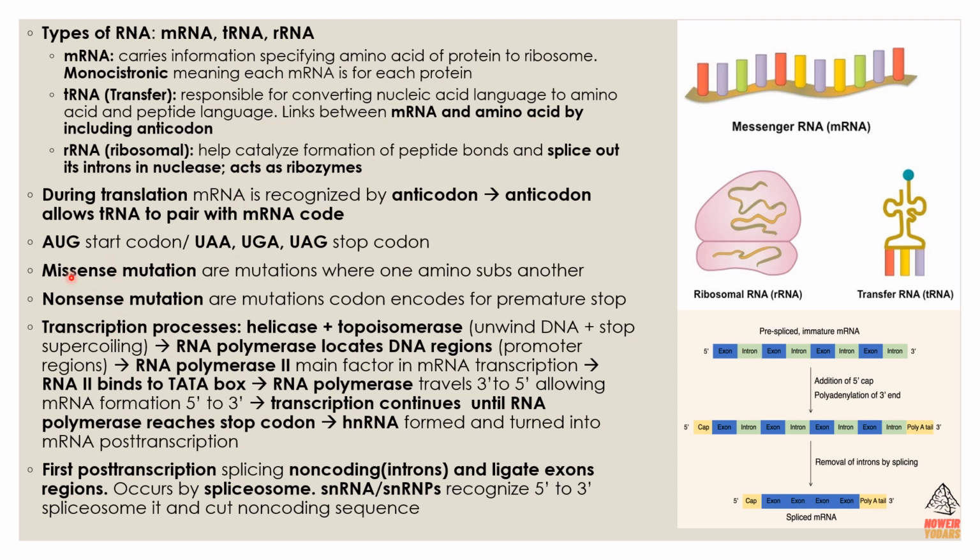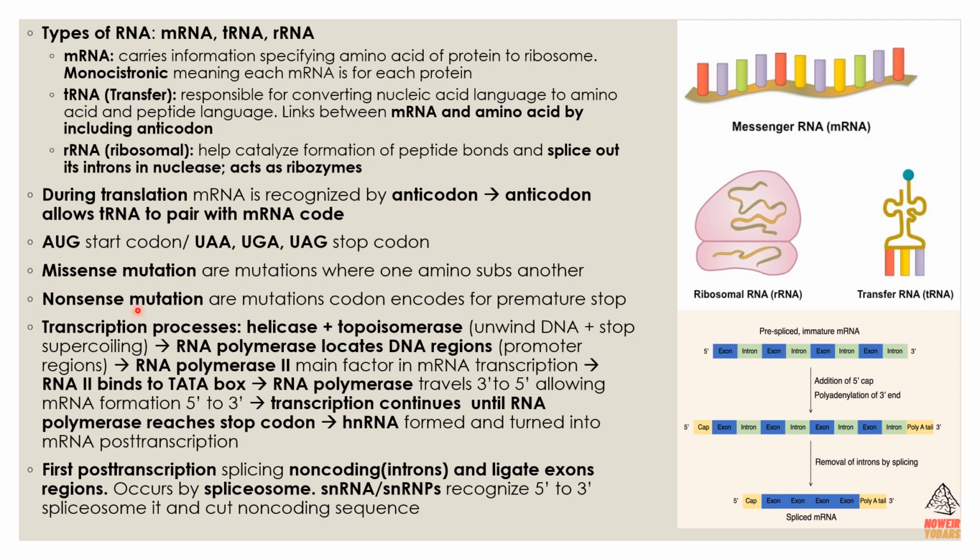Next we have two types of mutations. Missense mutations are mutations where one amino acid substitutes for another. When the tRNA brings in the amino acid, it could be a different amino acid, not really related to the anticodon, but it substitutes for another.